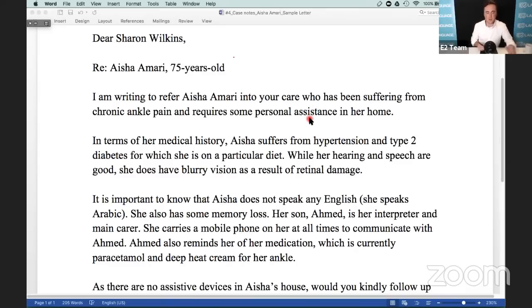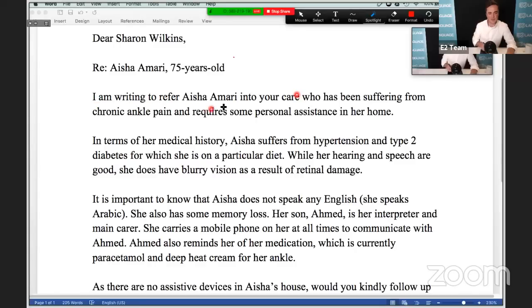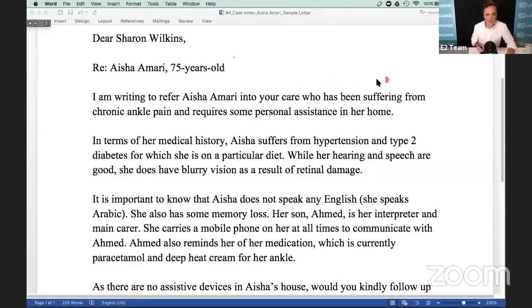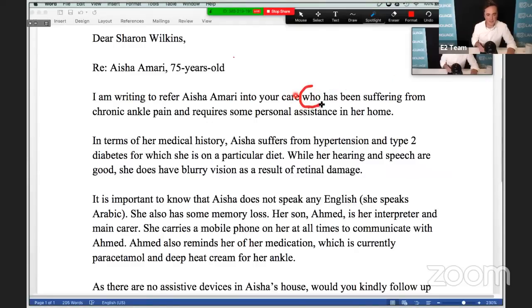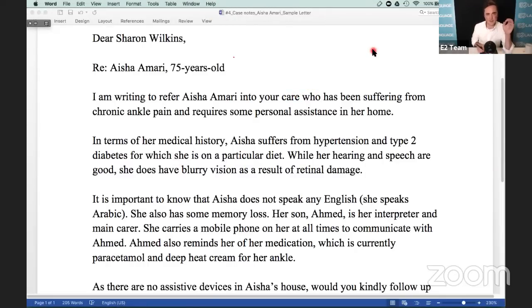Good. The only little grammatical thing is this. I talked about writing a complex sentence. We could write, I'm writing to refer Aisha Murray into your care, and we could put a full stop. And we could start a new sentence and say, she has been suffering from chronic ankle pain and requires some personal assistance. But we didn't. Instead, we used this little word who, with no full stop, who has been suffering from chronic ankle pain. It's important to get the first sentence right because this is the one the examiners are going to first read. And if it's perfect, then their evaluation of your writing will be improved.